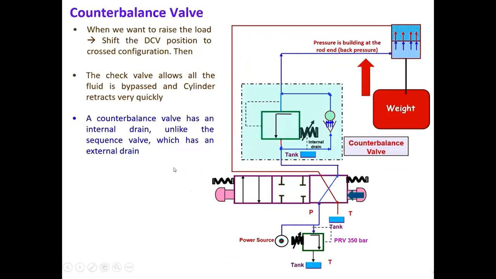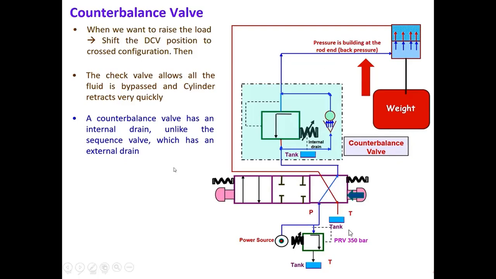Counterbalance valve: when we want to raise the rod, shift the DCV position to the cross configuration, then the check valve allows all the fluid to bypass and the cylinder retracts very quickly.